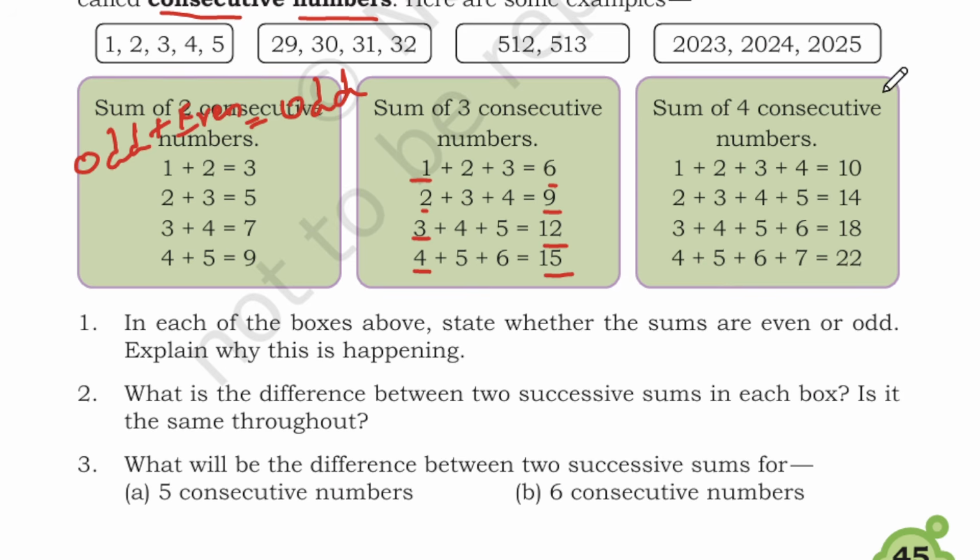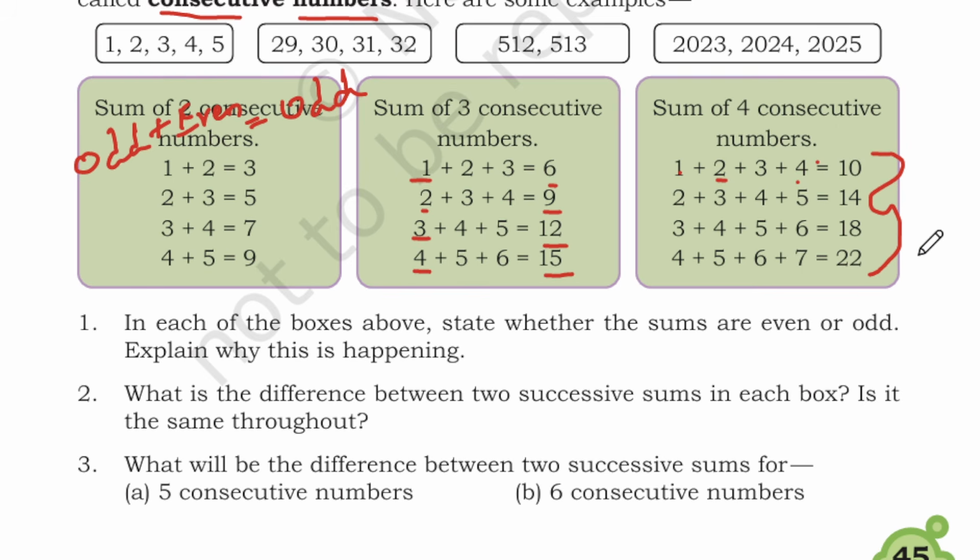And the sum of four consecutive numbers. So when we see the sum of four consecutive numbers, we are always getting an even number. That is because we are having two even numbers and two odd numbers. So always when we add two even numbers and two odd numbers, the sum is an even number. So this type of question is very important.